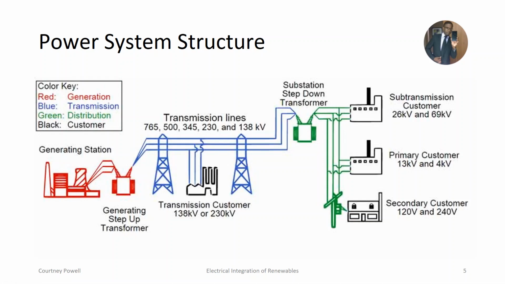And the reason for doing that is that you transmit the power at higher voltages, lower currents, and therefore less losses in transmission along the path. There are in some cases very large customers that are usually connected to the transmission system at 138 kV and so on.